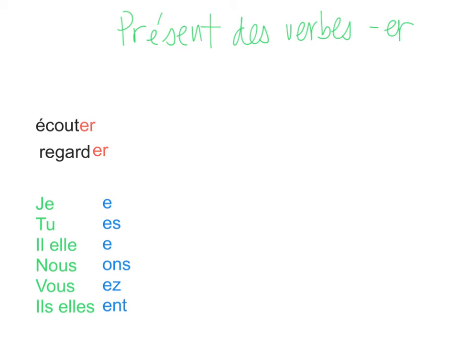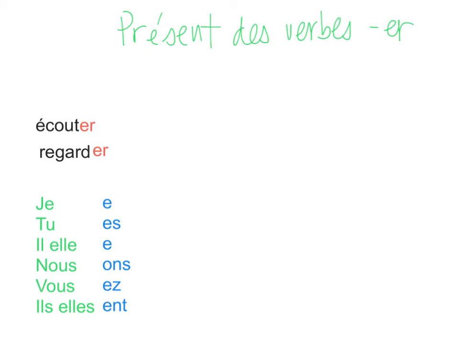So first of all, why are they called verbs? They are called verbs because they are actions. Écouter means listen. So the action of listening, that's écouter, or in English, to listen. Regarder means to watch, the action of watching something or someone. So these two are verbs or actions.